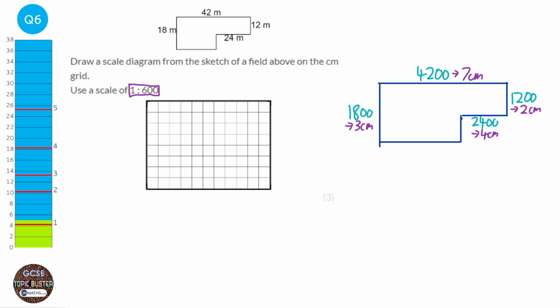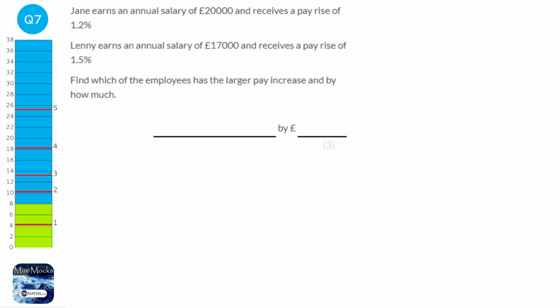We draw it. So we're going to do 7 across. So 1, 2, 3, 4, 5, 6, 7 across there. I'm going to do 2 down. So 1, 2, 4 across. 1, 2, 3, 4. I'm going to do the left hand one first, I think. So we're going to do 3 down here. And then we just kind of join it up with what's left over. And that's our diagram.